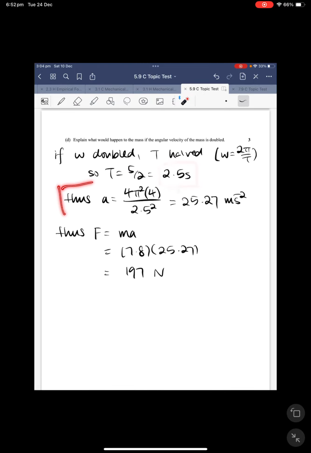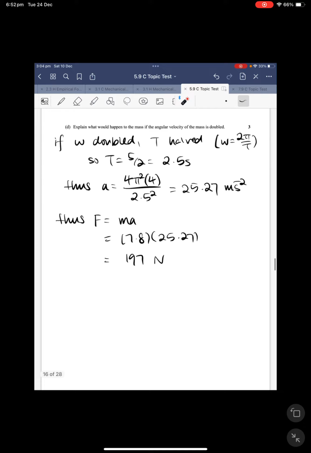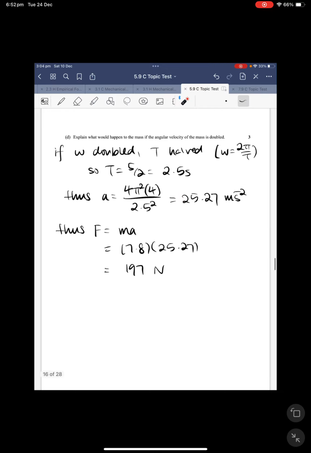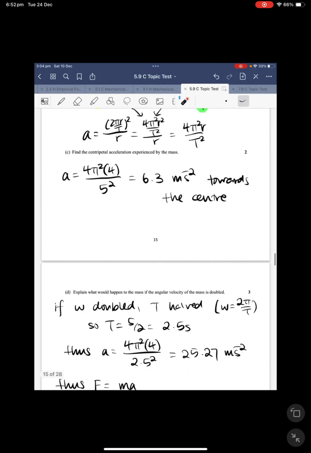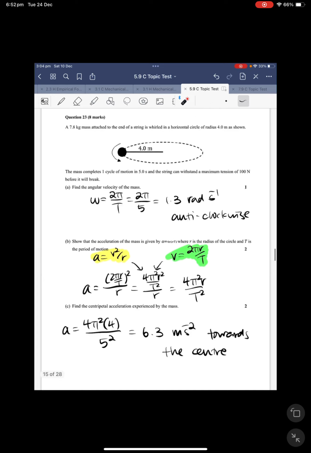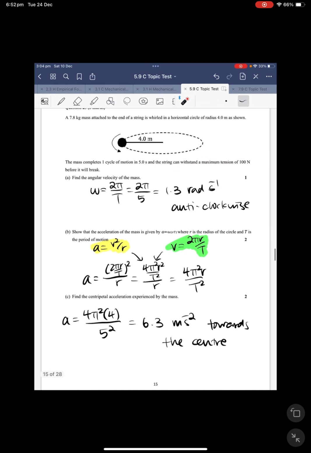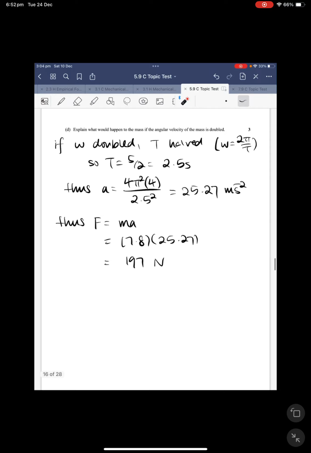Then the new acceleration, just subbing that into our formula we derived in part B, is going to be 25.27 meters per second squared, and thus the force, or I guess the tension, is going to be 197 newtons, right? And we've said that the string can withstand a maximum tension of 100 newtons, so the string will break. String breaks.